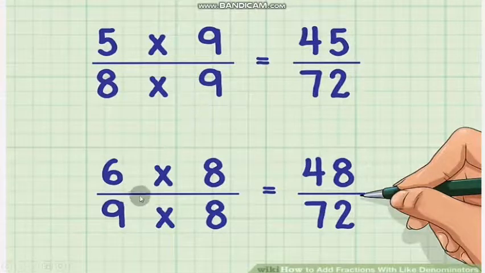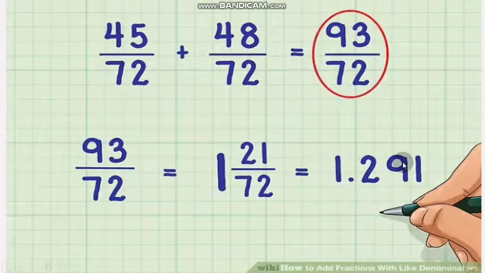For the fraction 6 over 9, to achieve the common denominator of 72, you multiply 9 by 8. Therefore, you must also multiply the numerator by 8, giving you 6 times 8, which is equal to 48. Then, rewrite the fractions. The new fractions will have the common denominator and the numerators multiplied by the same values. The fraction 5/8 becomes 45 over 72, and the fraction 6 over 9 becomes 48 over 72.